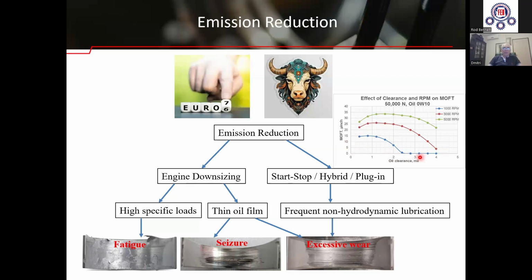Fortunately, it occurs at very low loads. But anyway, there is metal-to-metal contact in every event of switching the engine or shutting down the engine. And the effect of this is excessive wear, like you see here.